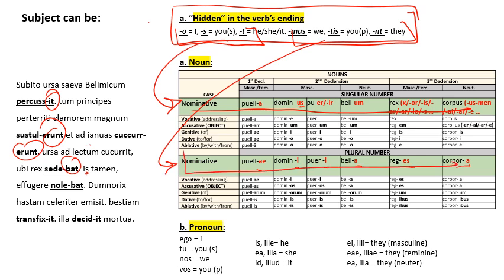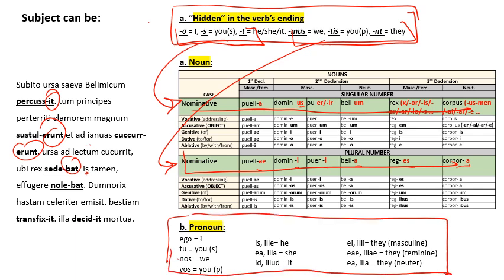And of course, there is an option that you might have the person written as a pronoun. I, you, we, you, he, she, it, or they. You can have those in Latin in your passage.